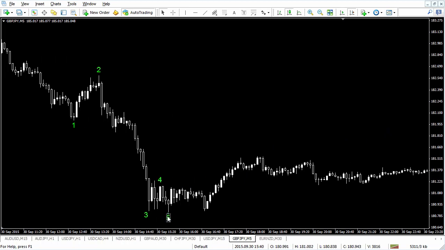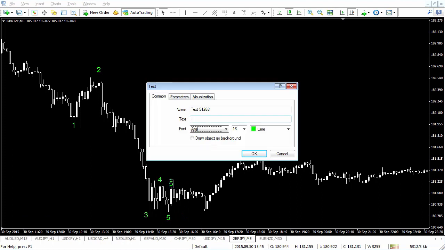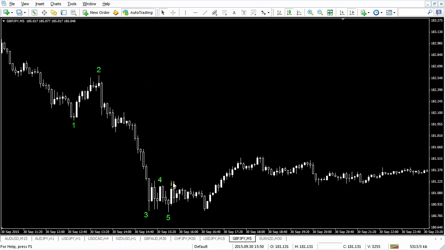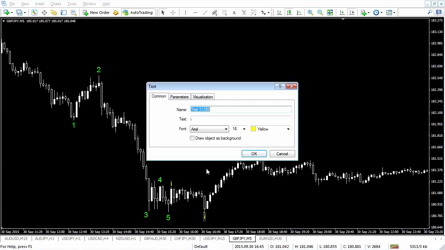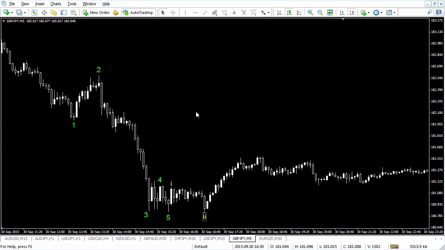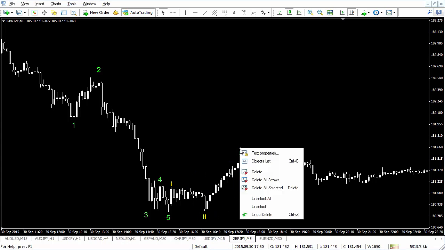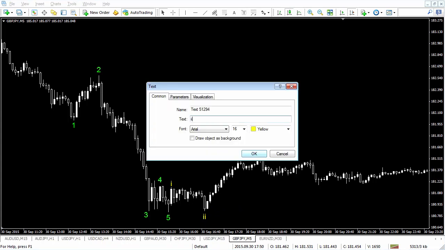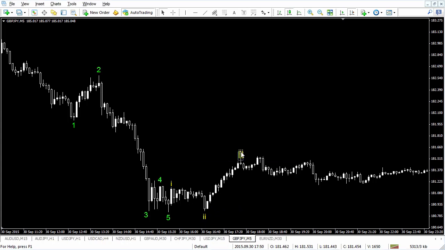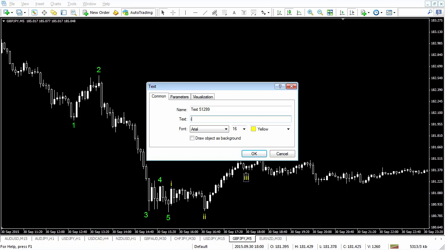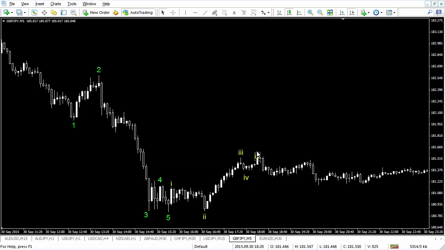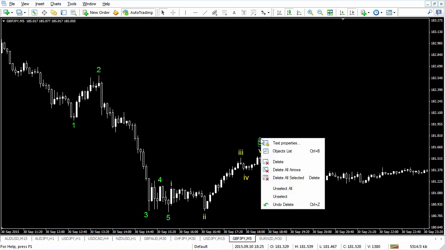So let's label this smaller move with the smaller 1, 2, 3, 4, 5 so we can separate them later. So let's go and call this 1, 2, 3, we have a 4, and 5 over here that ends the larger wave A.